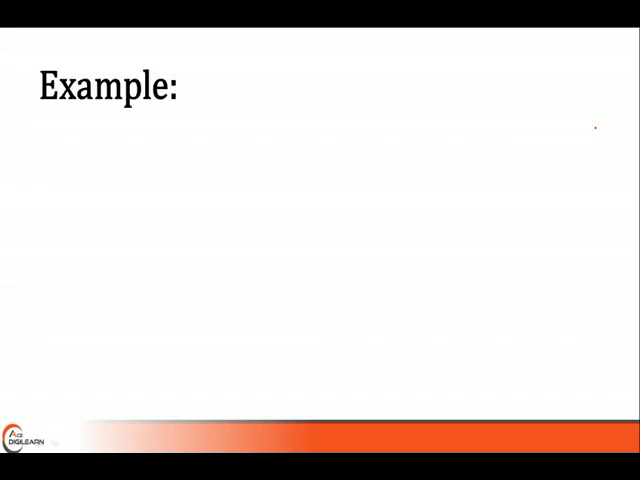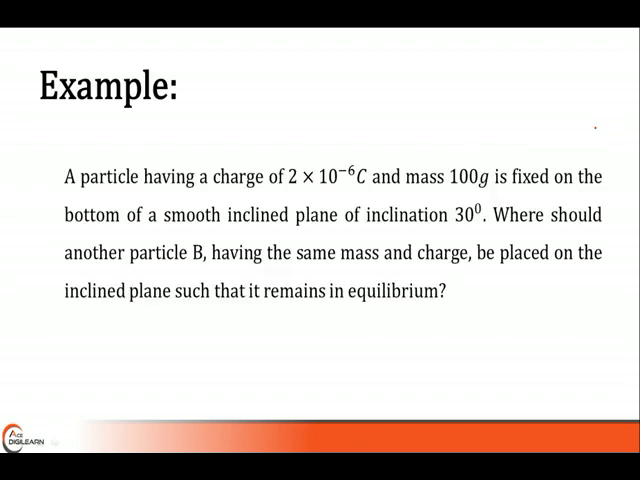Let's quickly get into an example. A particle having a charge of 2 microcoulomb and mass 100 grams is fixed on the bottom of a smooth inclined plane of inclination 30 degrees. Where should another particle having the same mass and charge be placed on the inclined plane such that it remains in equilibrium? A pretty simple problem. Let's get to the solution.